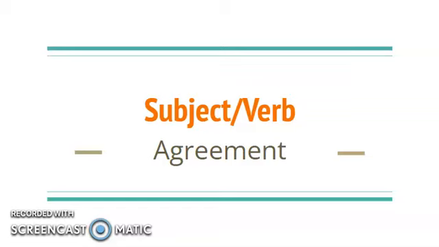When writing a sentence, you must have a subject and a verb. And on top of that, your subjects and your verbs must agree. So in this lesson, we're going to be talking about subject and verb agreement and the rules that we can learn that will help us better understand this.